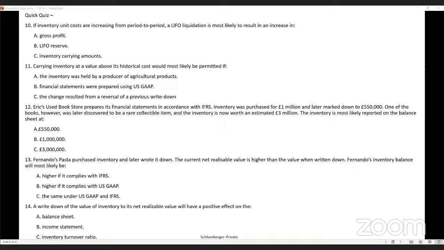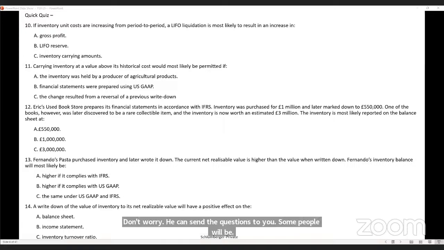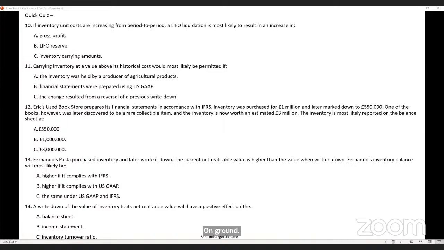Kuba, don't worry. He can send the questions to you. Some people will be on ground. We can send the question to you guys that are there as well. Some will be online. You will definitely find a way around it. I just want it to be basically on question and answer, right? Maybe by the time you guys do like 200 questions, you will sweat and go home and be very fine. Yeah, it's fine.